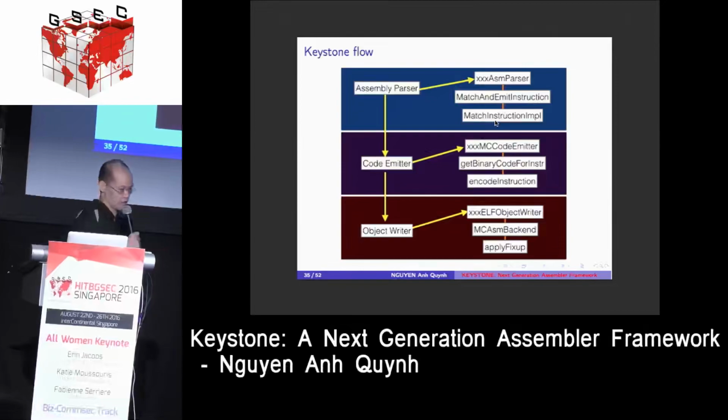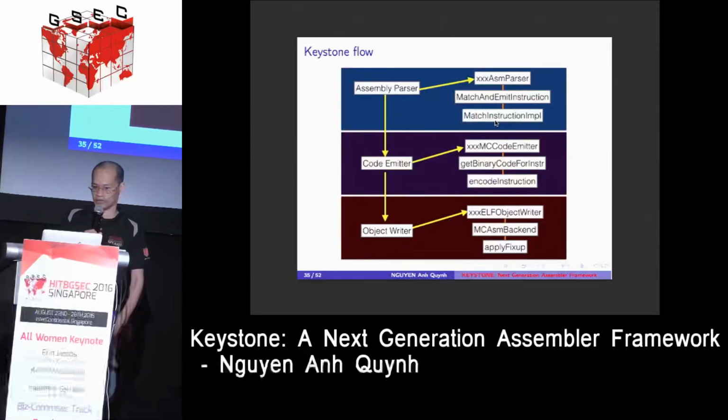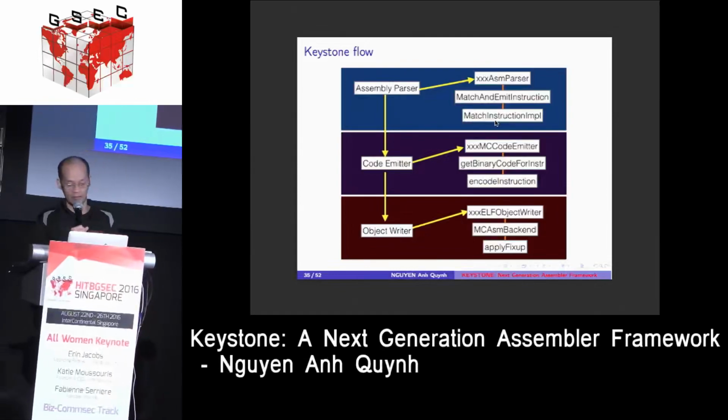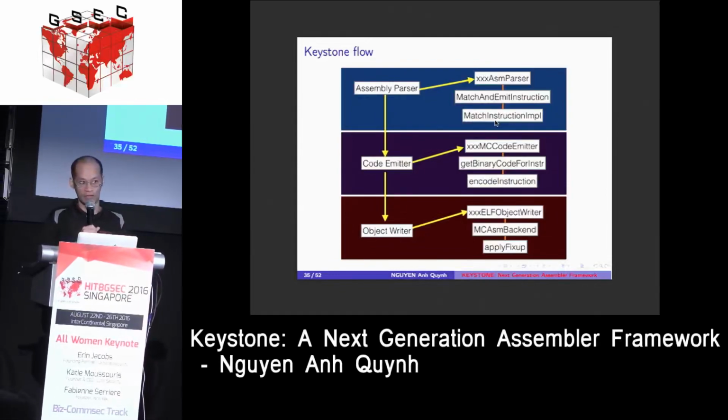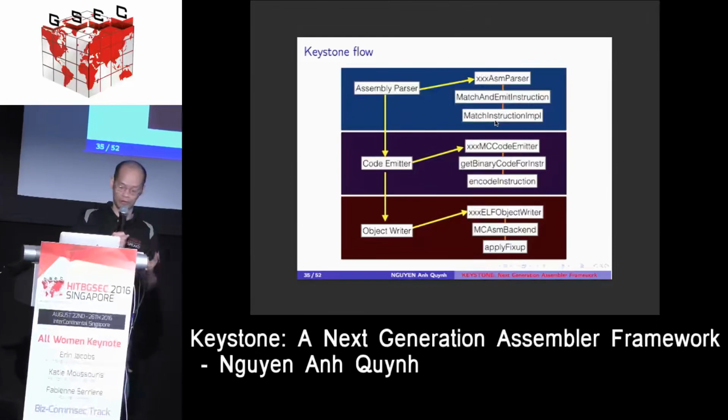So here's the key flow, the flow for Keystone. We have the parser, we have the code emitter, we have the object writer, and given the input as assembly code, as the output you have the final encoding.